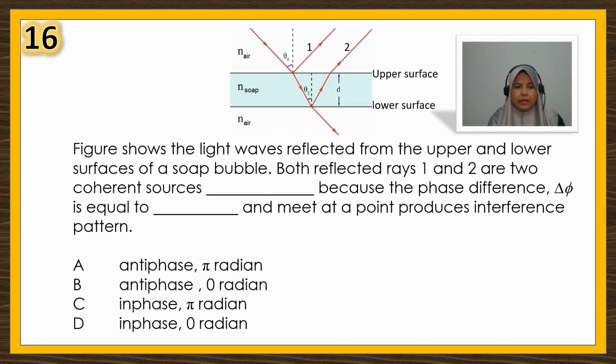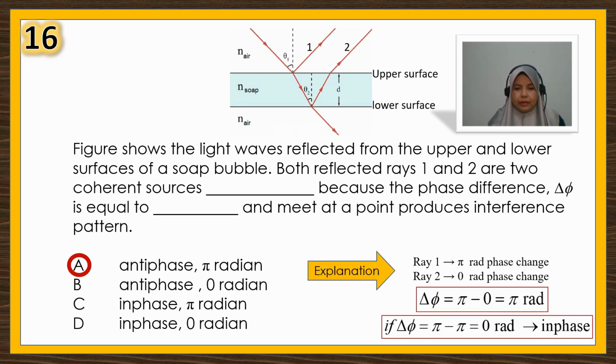For question number 16, the figure shows the light wave reflected from the upper and lower surface of a soap bubble. Ray 1 is reflected at the upper surface, or on the denser medium, so it undergoes a pi radian phase change, and ray 2 is reflected on the less dense medium, so it undergoes 0 phase change. Because of that, the phase difference is pi minus 0, which is equal to pi radian.